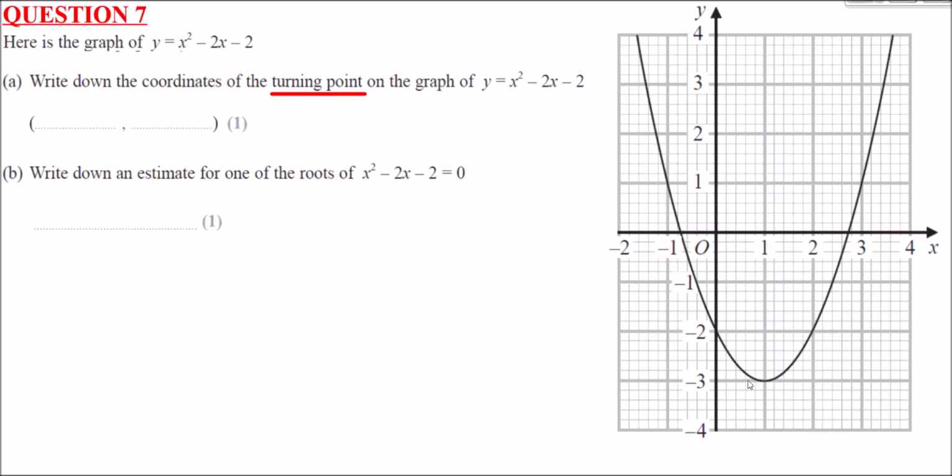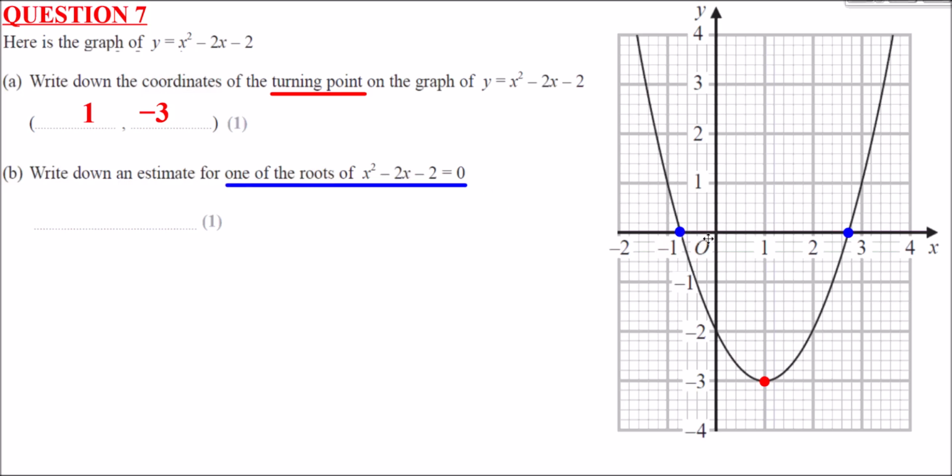It turns direction. So the turning point is this one here, which I'm going to put a red dot on. That's a coordinate 1 along, minus 3 down. Well, 3 down, which is minus 3. So 1, minus 3. Secondly, what is a root? A root of an equation is when, if you graph it, it's where the line, the curve of the function, crosses the x-axis. So this one has two roots, here and here, like so. But the question just says, estimate for just one of them. So take your pick and give it as accurately as you possibly can.